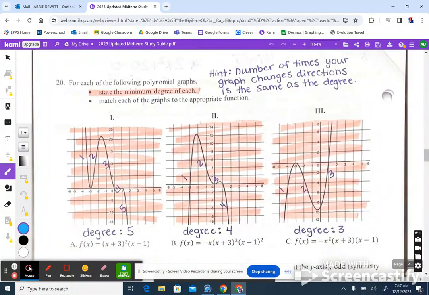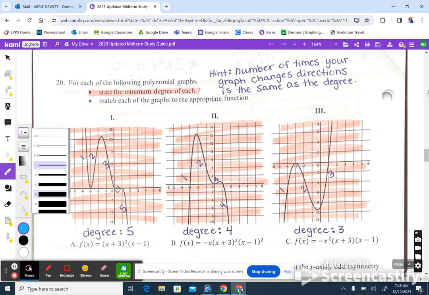All right, for number 20, if you see that note up there that I have written, it says hint, the number of times that your graph changes directions is the same as your degree. So if you're asked to state the minimum degree of each, ignore the part where it says match the graphs to the appropriate function. You don't need to know that. You're just wanting to state the degree. I went ahead and did it for all three of these graphs just so you can get practice.